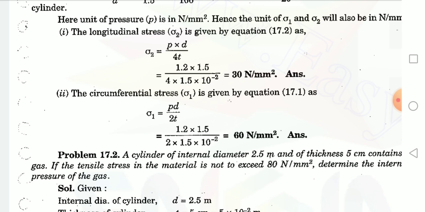Now the longitudinal stress equals PD by 4T. So the pressure 1.2 and diameter divided by 4 into the thickness of the vessel. Then we can get the longitudinal stress as 30 Newton per mm squared. Similarly, for the circumferential stress, sigma equal to PD by 2T, with the same values, that is pressure 1.2 and diameter 1.5 and 2 into the thickness of the vessel, which is 60 Newton per mm squared.